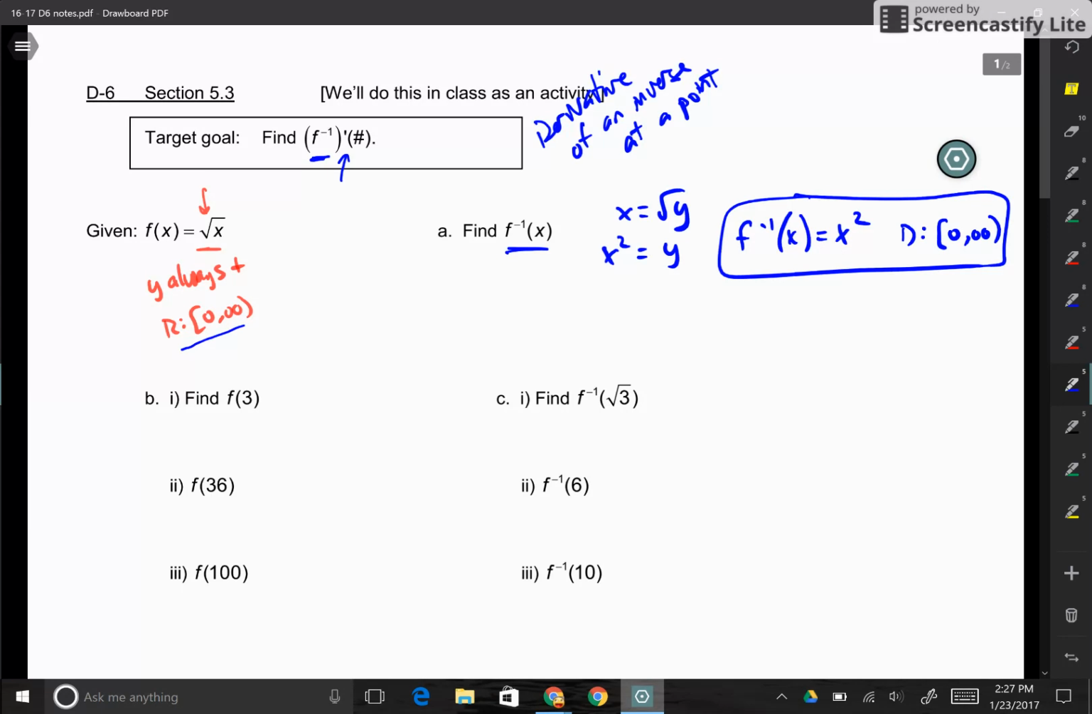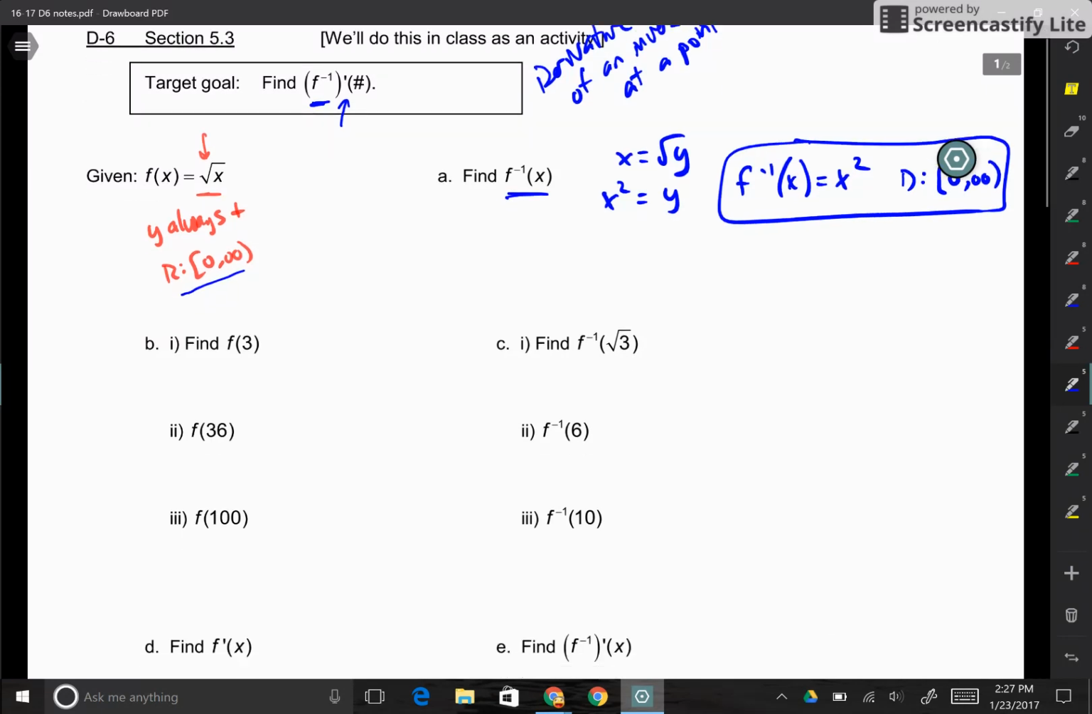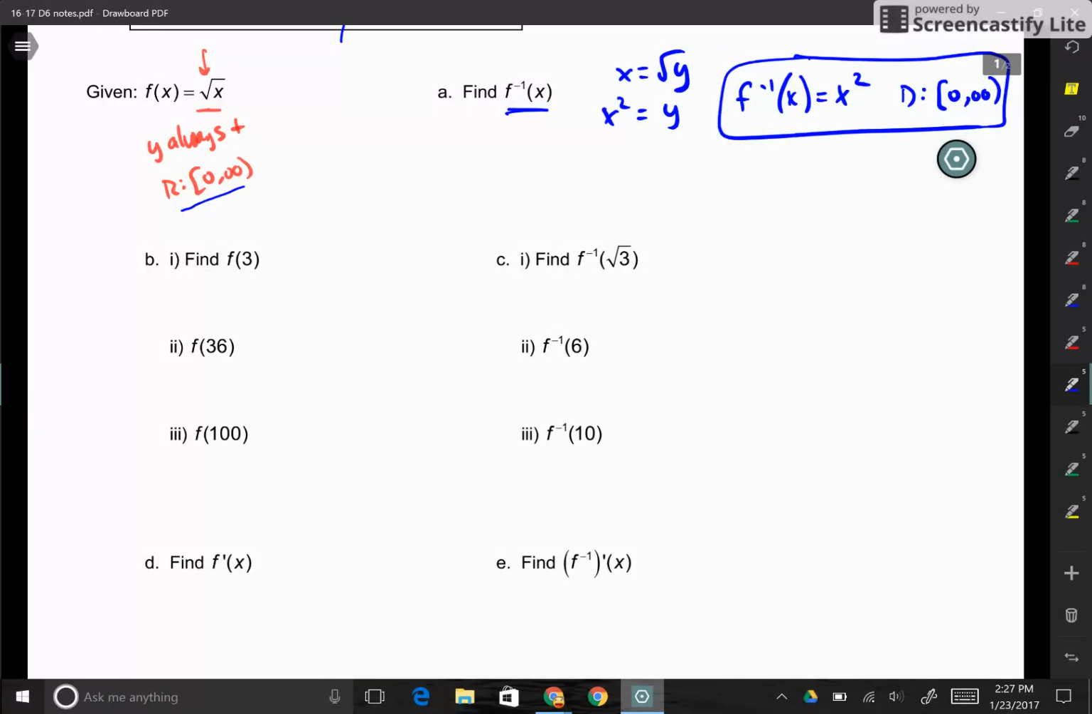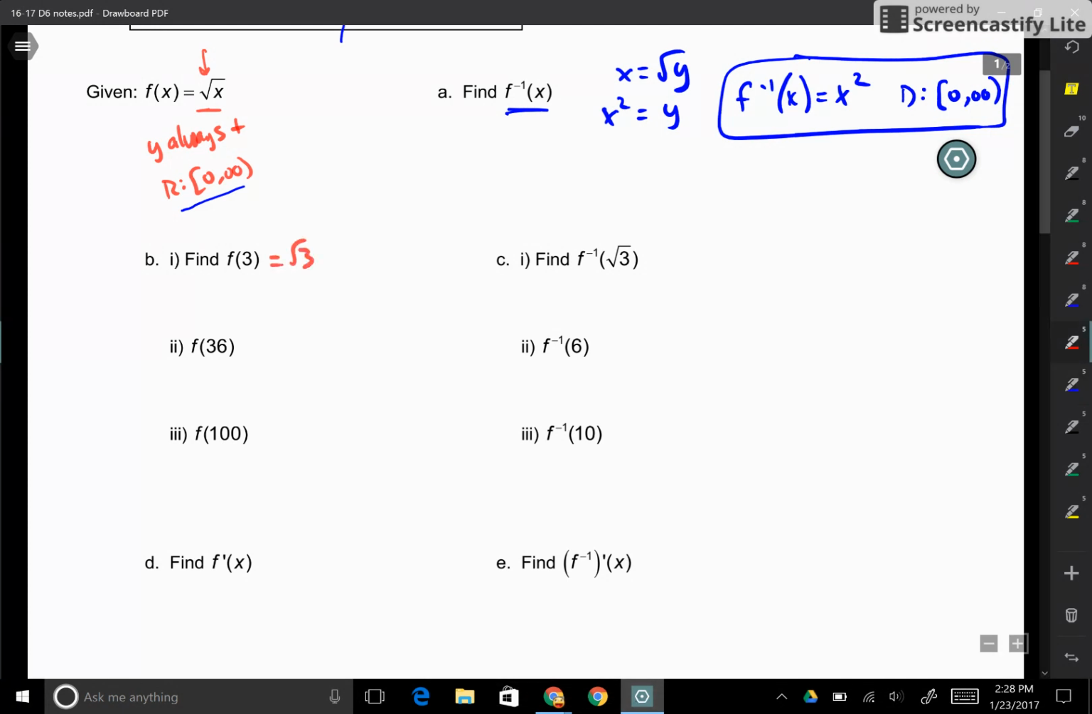I've got my original function sitting there, and I want to fly through a few of these values to show you a pattern. So let's start with some red. F of 3 is root 3. F of 36, the square root of 36, is 6. F of 100 would be 10. So on the function f of x, we have 3 points: 3, root 3; 36, 6; and 100, 10. Those are 3 points that would be on the f of x function.